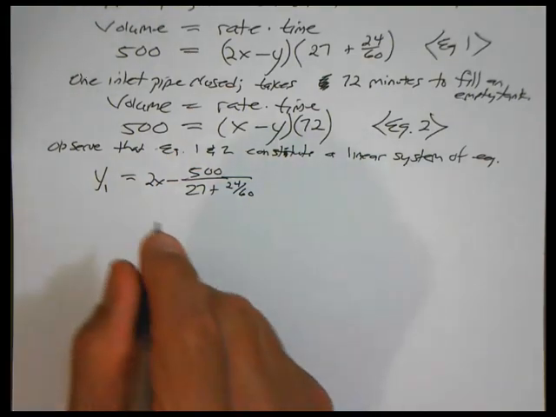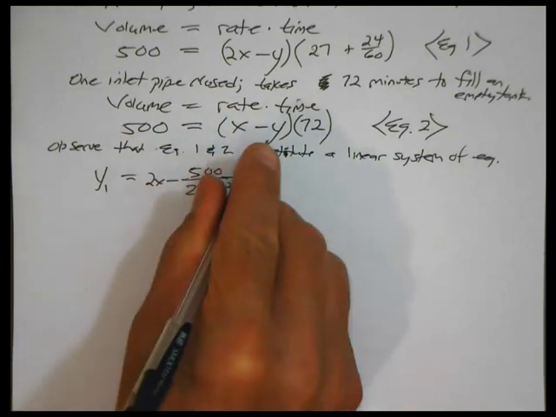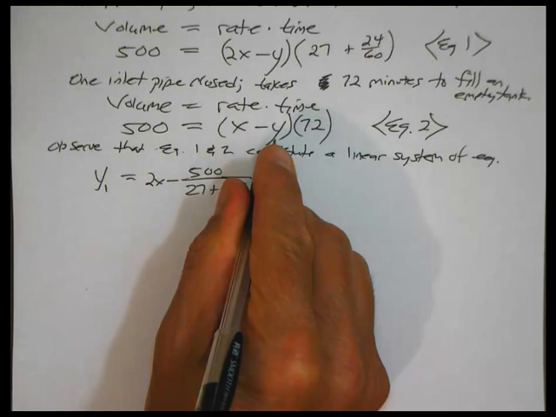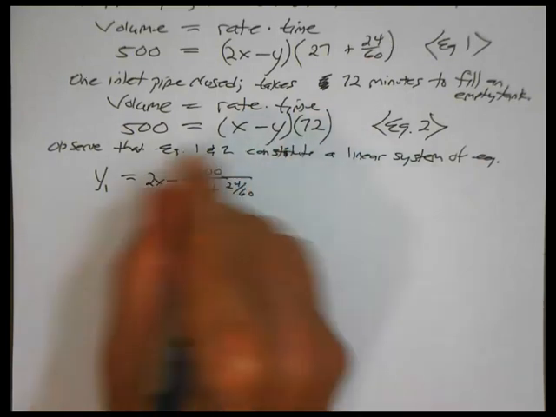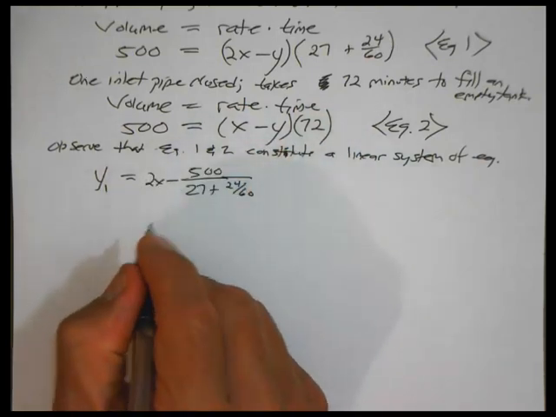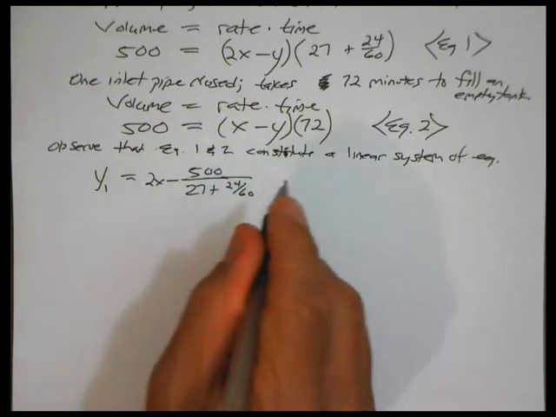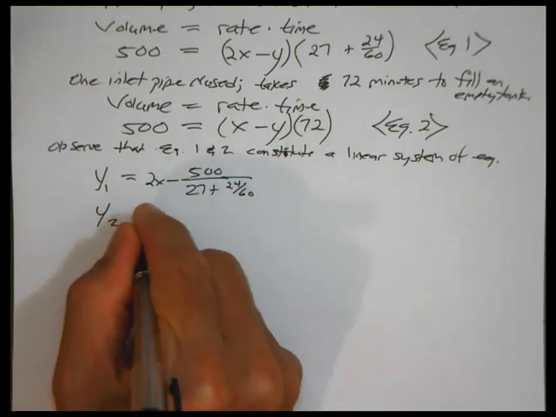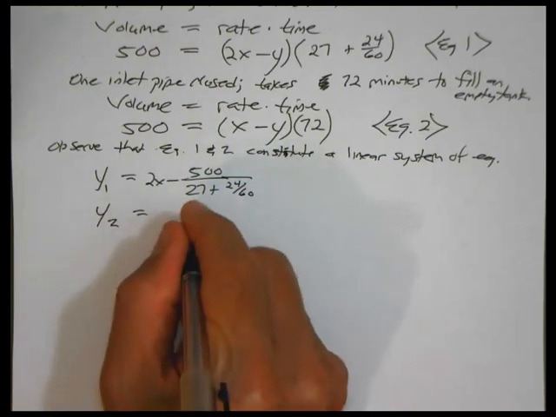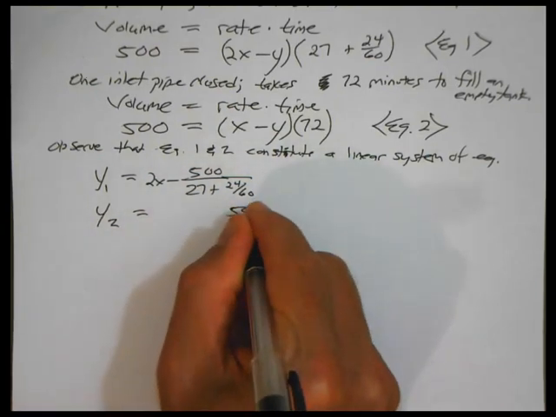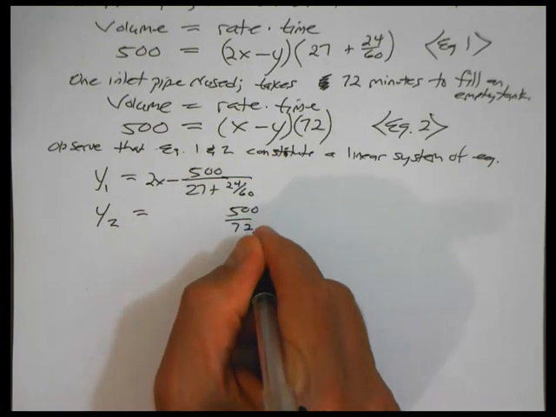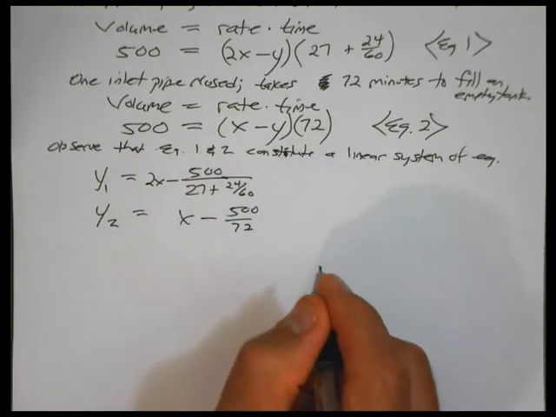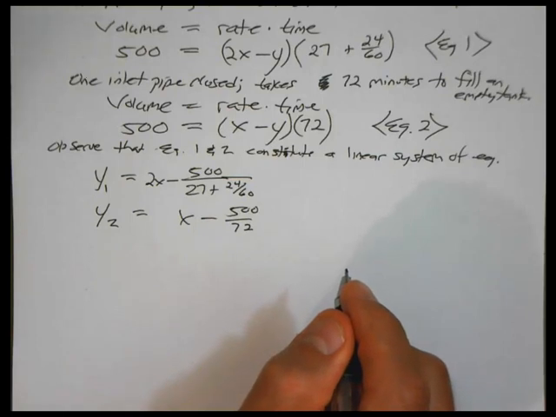Let's go to the second equation and solve for y in this case also. Could divide both sides by 72, subtract an x, multiply both sides by -1. y sub 2 could equal 500 over 72. Then complete it as so.